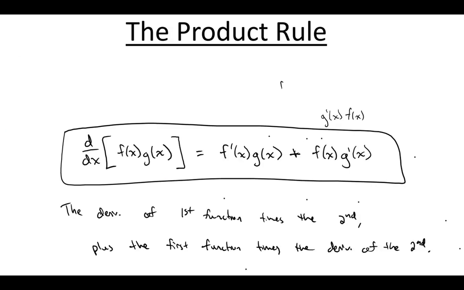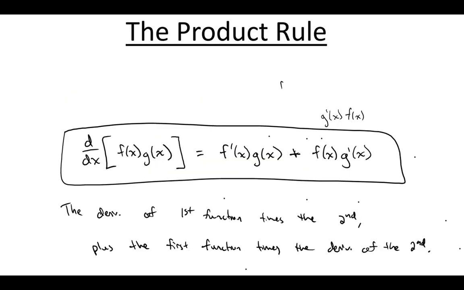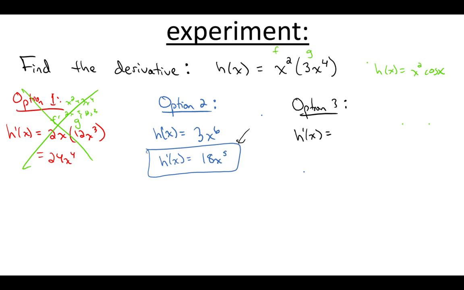This would be f and this would be g. So it's going to be f prime, that's 2x, times the original g, so times 3x to the 4th, plus the original first one, x squared, times the derivative of the second, 12x to the 3rd. So I've done f prime times g plus f g prime. And then if I were to simplify this, I should end up with 18x to the 5th.